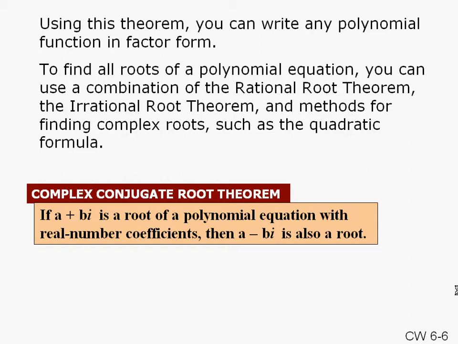To find all roots of a polynomial equation, you can use a combination of the rational root theorem, the irrational root theorem, and methods for finding complex roots, such as the quadratic formula. The complex conjugate root theorem states if a plus bi is a root of a polynomial equation with real number coefficients, then a minus bi is also a root.